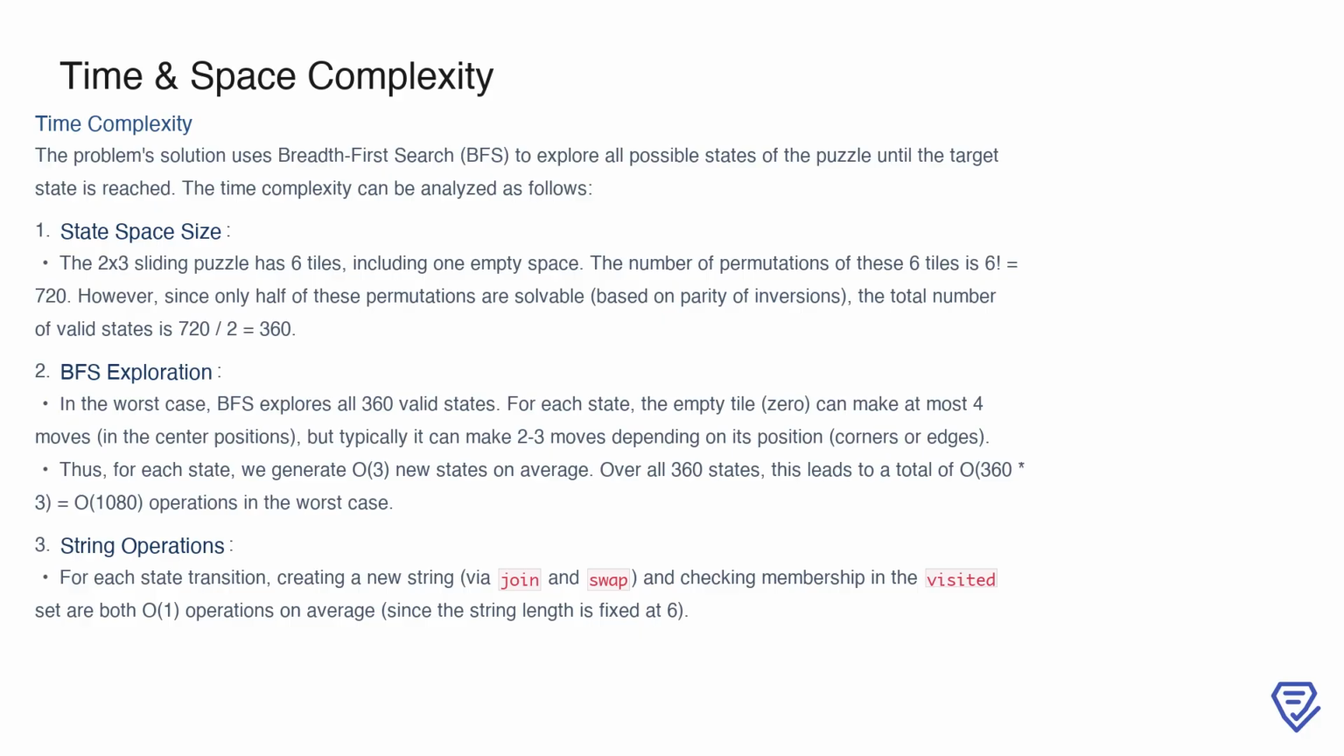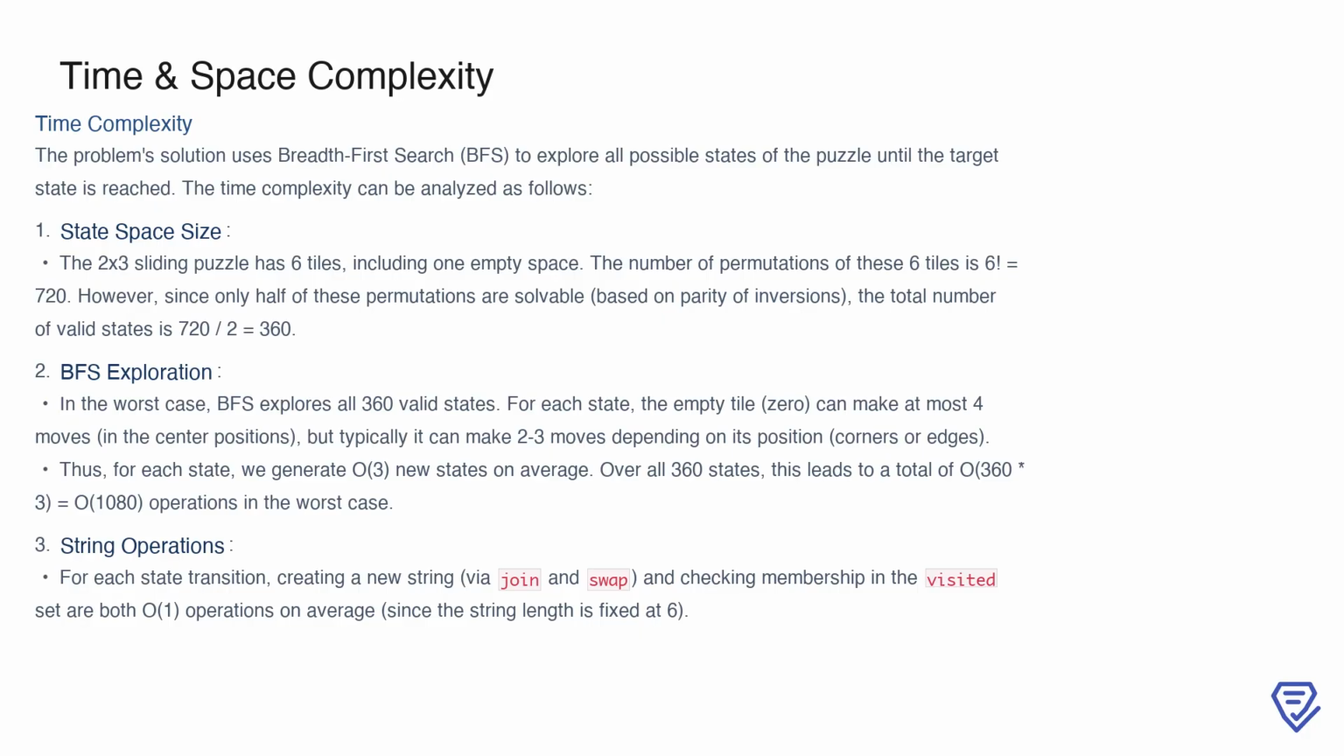For each state, the empty tile can move in up to 4 possible directions when it's in the center, but typically only 2 or 3 moves are possible depending on whether the empty tile is at the edge or in a corner. On average, this results in 3 new states being generated per state. Multiplying this branching factor by the total number of valid states gives us 360 times 3, or 1080, as the total number of state transitions.